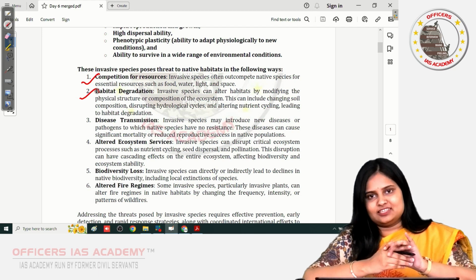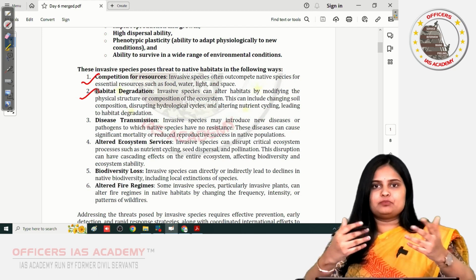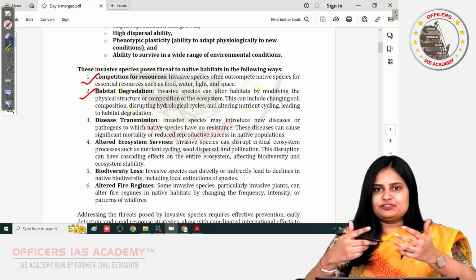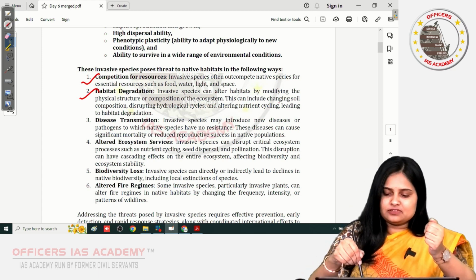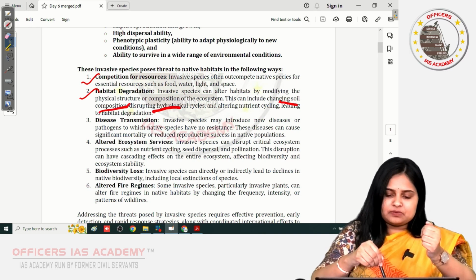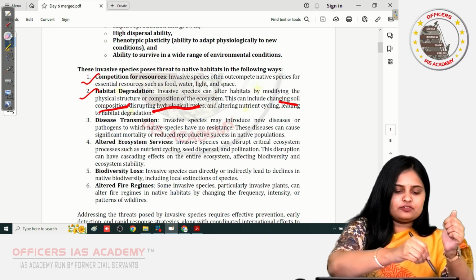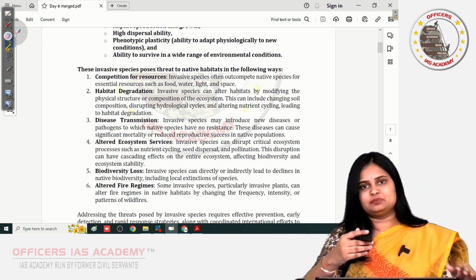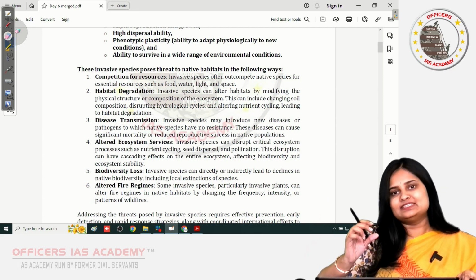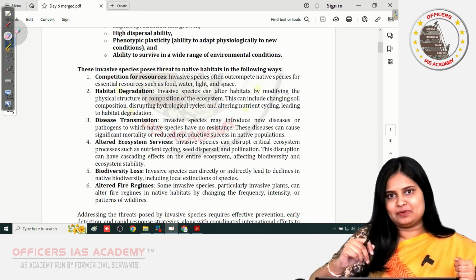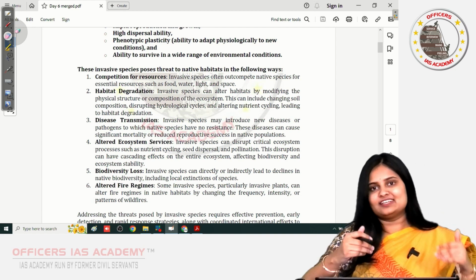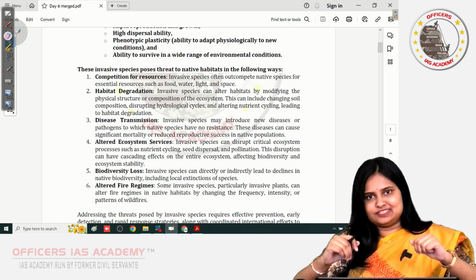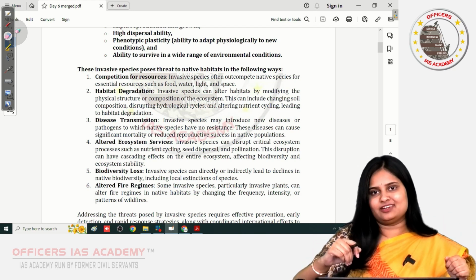Next, habitat degradation. Invasive species can also bring about a collapse in native ecosystems by altering different features like, for example, the soil composition, disrupting hydrological cycles. So, all of this is also possible. Next, it is also possible that these invasive species can introduce disease causing pathogens into native habitats. And the problem over here is that the native species may not be very resistant to these incoming disease attacks, which can also reduce their number.